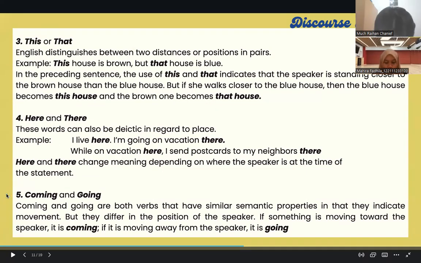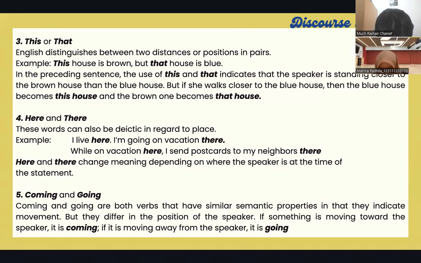And then the third one is this or that. English distinguishes between two distances or positions in pairs. For example, this house is brown, but that house is blue. In the preceding sentence, the use of this and that indicates that the speaker is standing closer to the brown house than the blue house. But if she walks closer to the blue house, then the blue house becomes this house, and the brown one becomes that house.